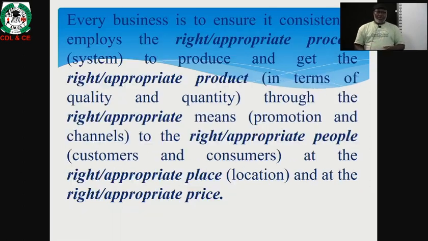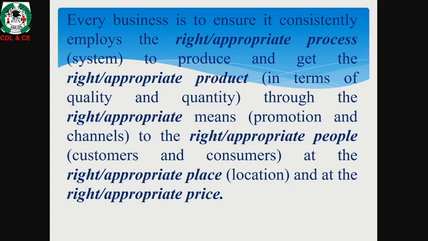And so, in summary, every business is to ensure it constantly or consistently employs the right and appropriate process, that is the system, to produce and to get the right and appropriate product in terms of quality and quantity through the right and appropriate means. We're talking about promotion and distribution channel, to the right and appropriate people, that is the customers and the consumers, at the right and appropriate place, that is the location, and at the right and appropriate price.